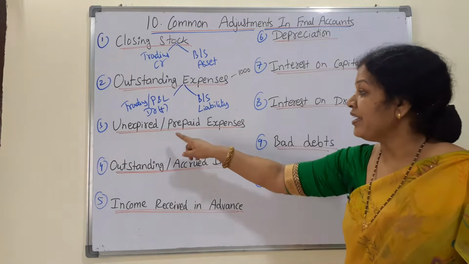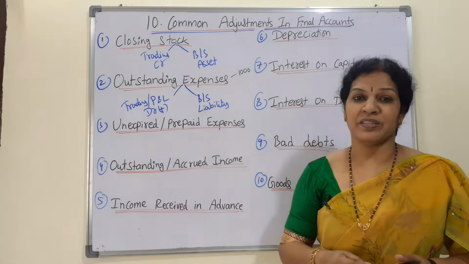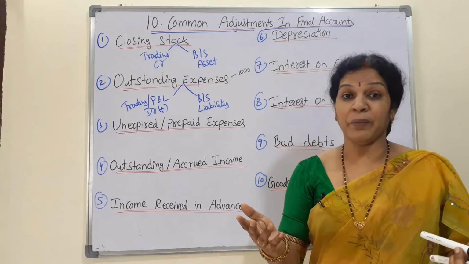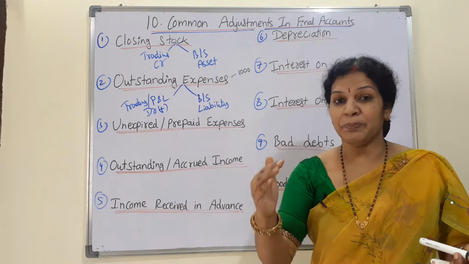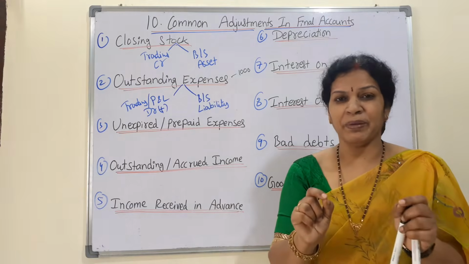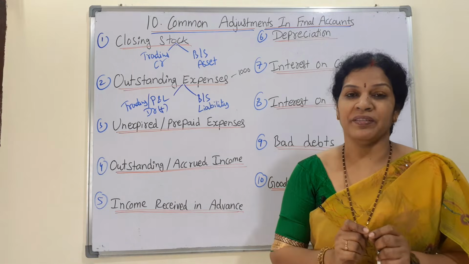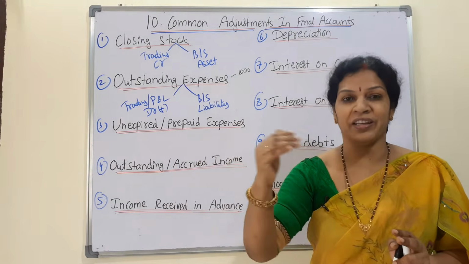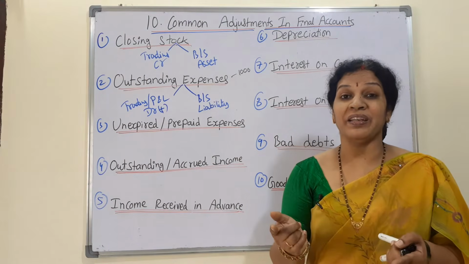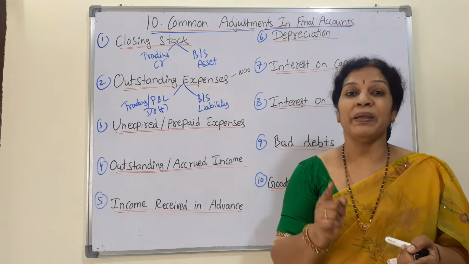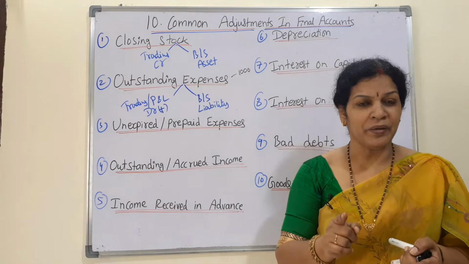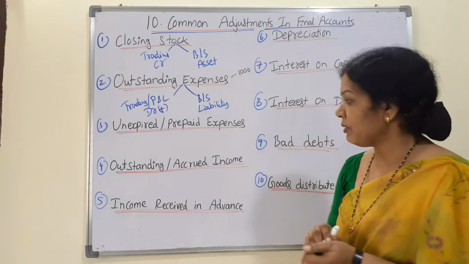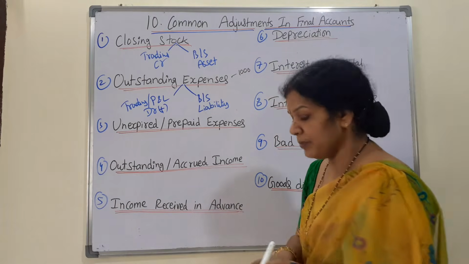Next one, unexpired or prepaid expenses. Prepaid means paid in advance. For example, rent prepaid. This year's rent amount we have paid, and next year's or next month's amount also we are paying. Then we call it prepaid. Prepaid always affects two times. How will it be?